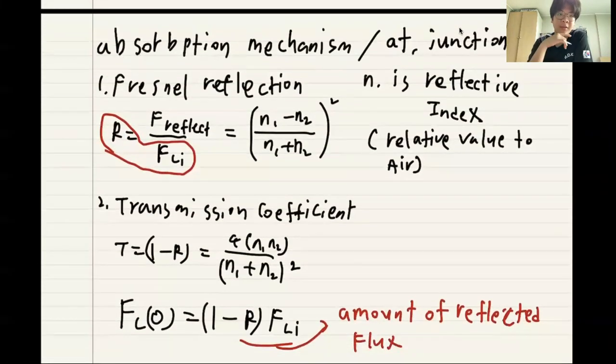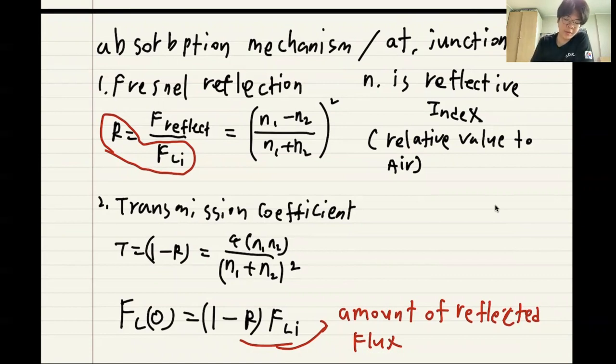So let's talk about the absorption mechanism. In absorption, when a semiconductor absorbs energy, the minimum amount of energy is the energy band gap.